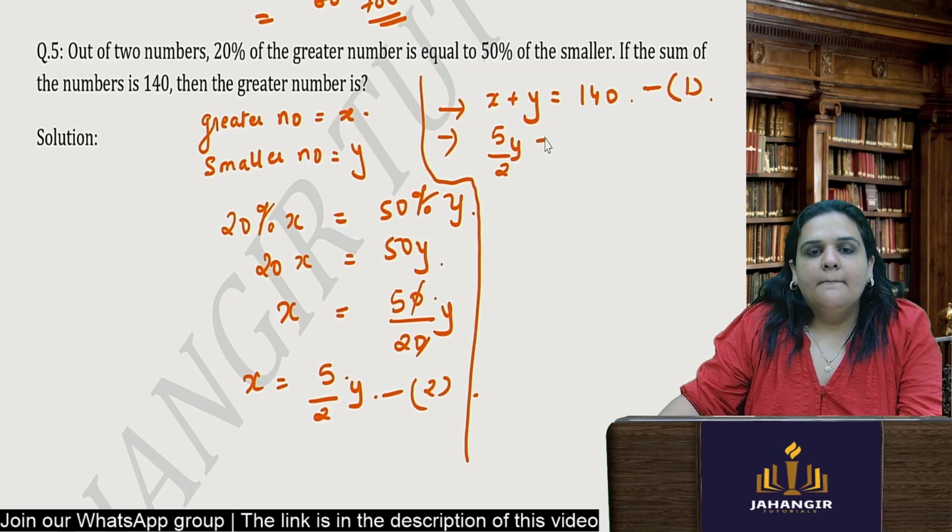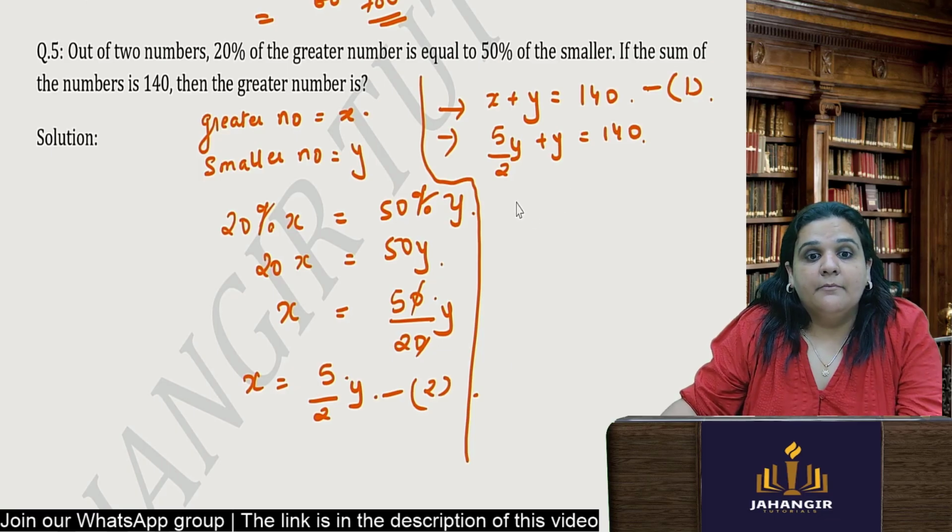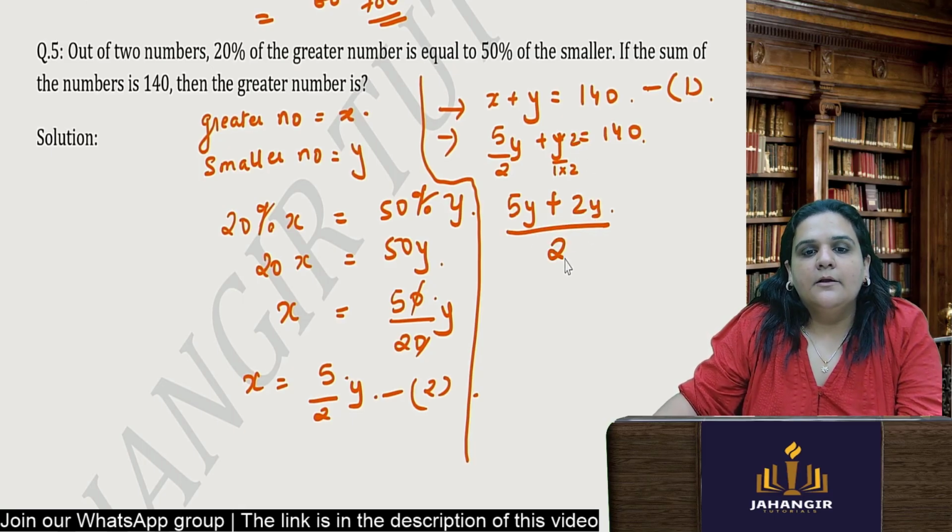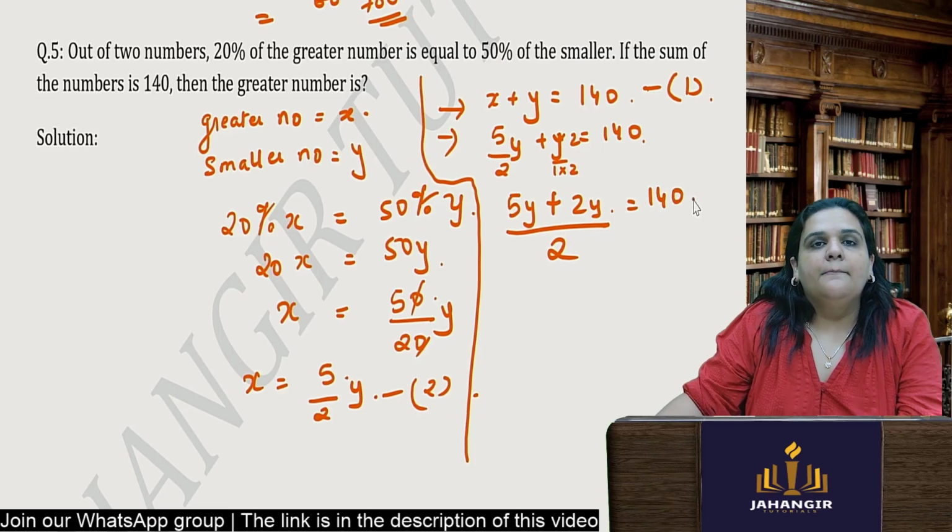y plus y is equal to 140. I have to make the denominator the same in order to do the addition in the numerator. So even this I will have to multiply by 2. This also I have to multiply by 2. So this will become 2y. The whole thing upon 2 is equal to 140.